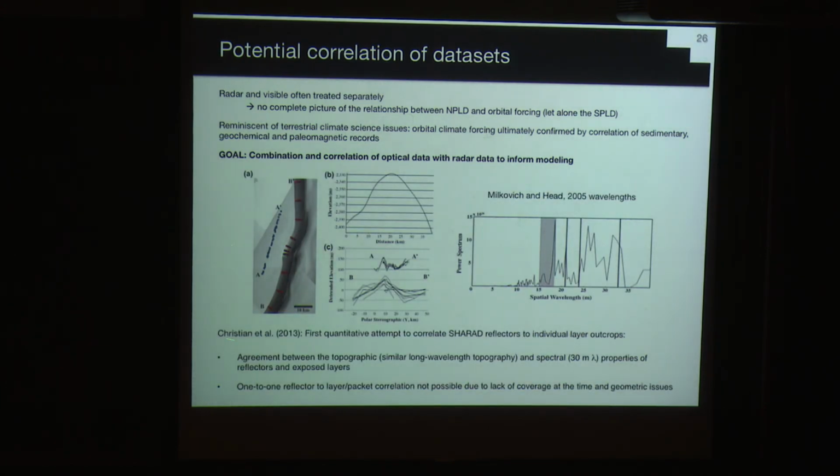Christian et al. in 2013 was the first to do this quantitatively, and they found a correlation between the long wavelength shape, and also similar wavelengths as far as the Fourier transform goes, for these radar profiles and the Milkovich and Head 2005 paper. So there's a general agreement between a number of these characteristics in the radar and the visible, but one-to-one layer packet correlation is not possible yet.